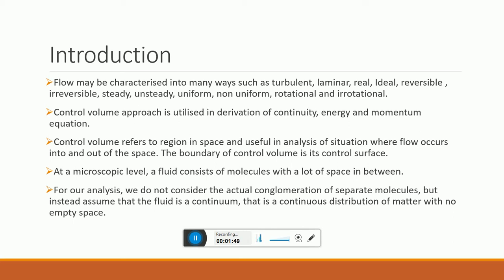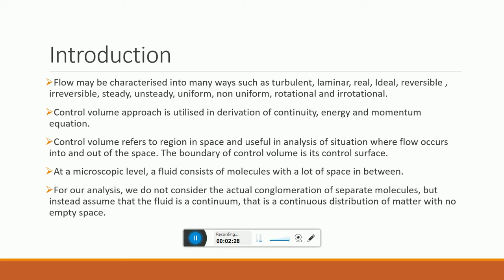These flows are studied based on a broad classification of two different methods: the Lagrangian method and the Eulerian method. The Lagrangian method is a study where a single fluid particle is taken into consideration, since fluid consists of lots of molecules. We study that single fluid particle or molecule from the start of the flow till the end of the flow. Only one single molecule is studied throughout the flow. That method is known as the Lagrangian method.